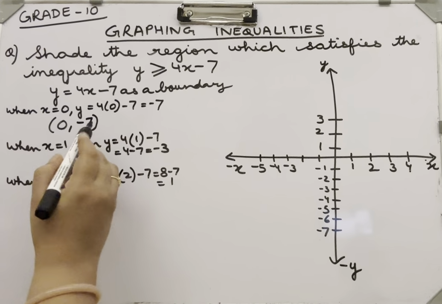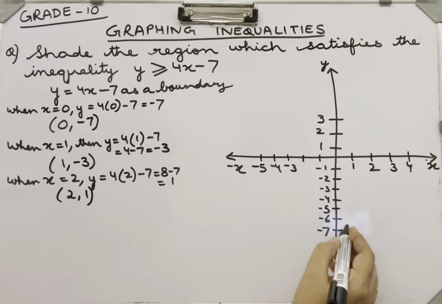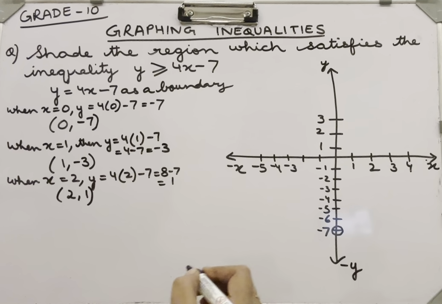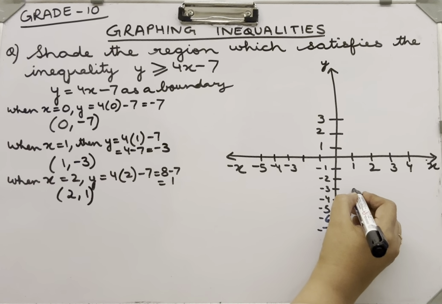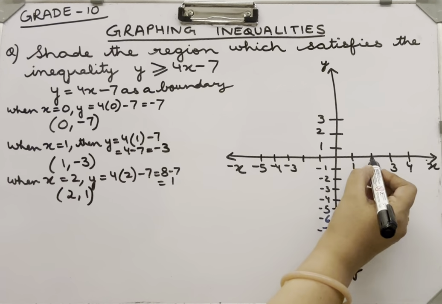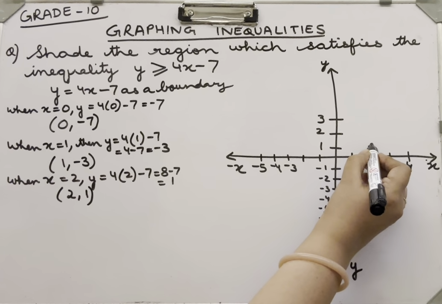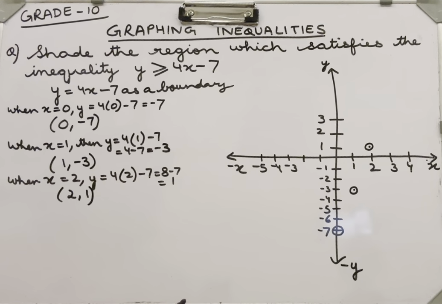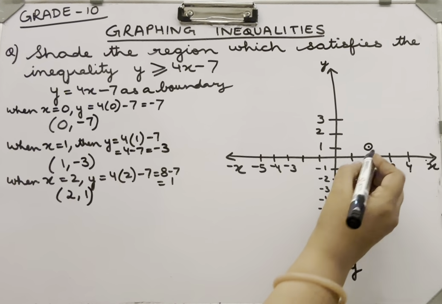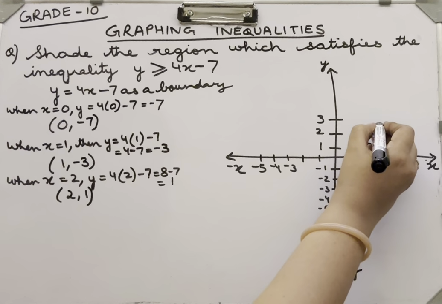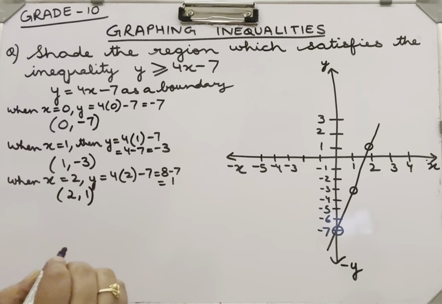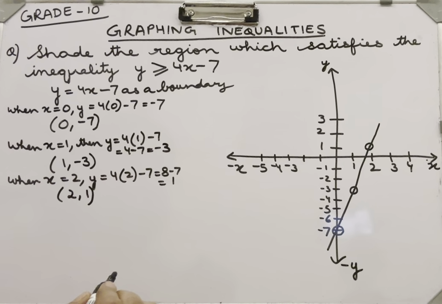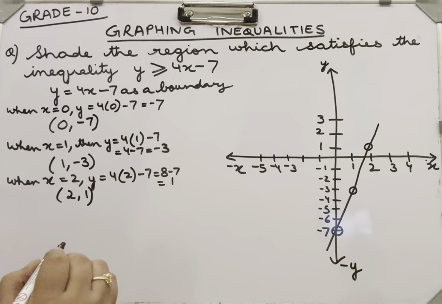So the first coordinate, 0 and minus 7, is here. Next, 1 and minus 3 is here. Next, 2 and 1 is here. Please note that the graph is not drawn to scale. I'll just roughly draw a line passing through these points. Please note this is not a straight line, only a rough sketch is being drawn.